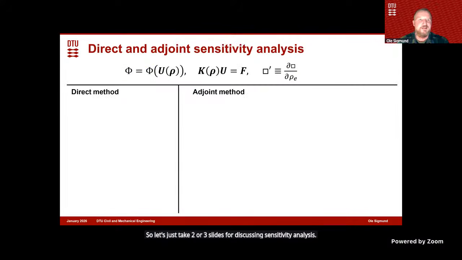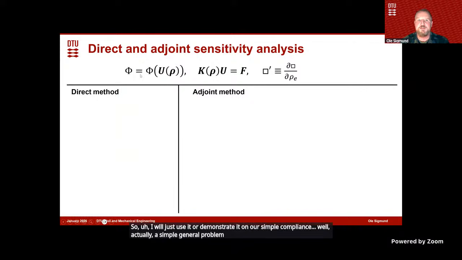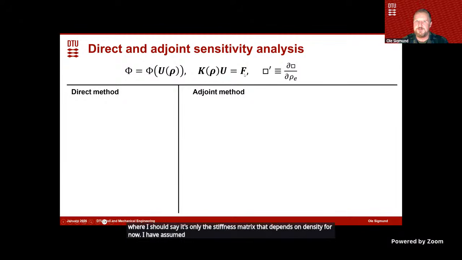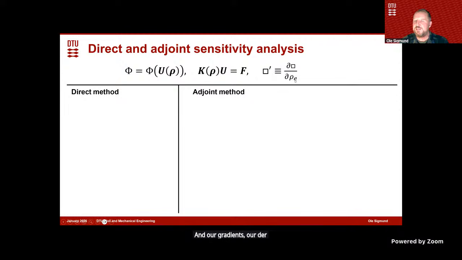So I will just demonstrate it on a simple general problem to start with. We have an objective function. It's a function of the state variable, which is a function of the densities. And we have a linear finite element problem where I should say it's only the stiffness matrix that depends on density for now. I have assumed that the load vector doesn't. And our derivatives with respect to densities, I will denote with an apostrophe.